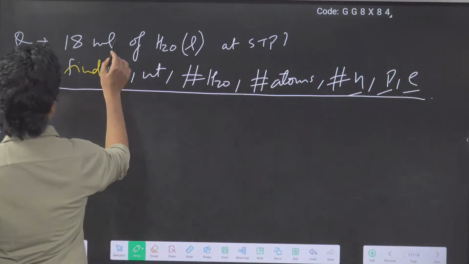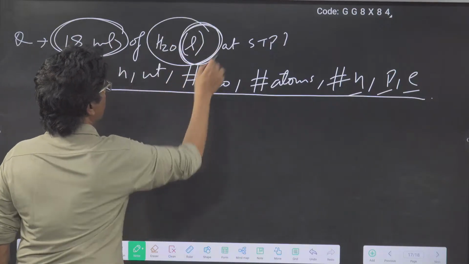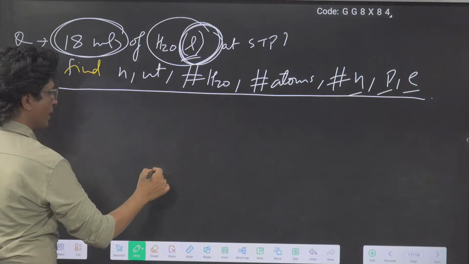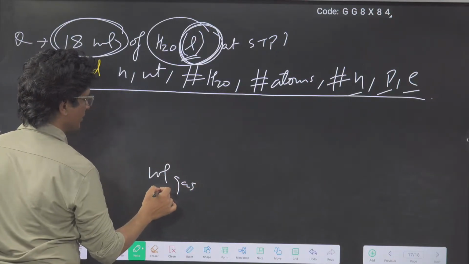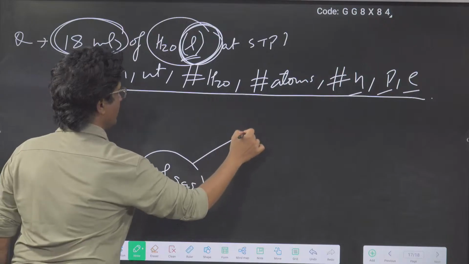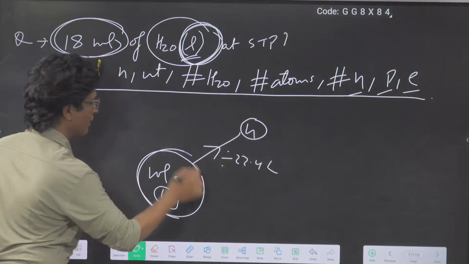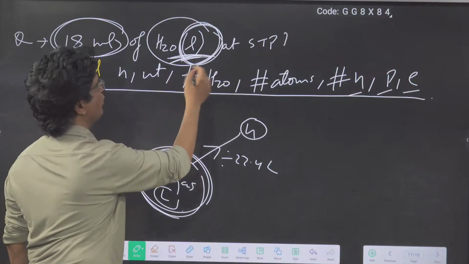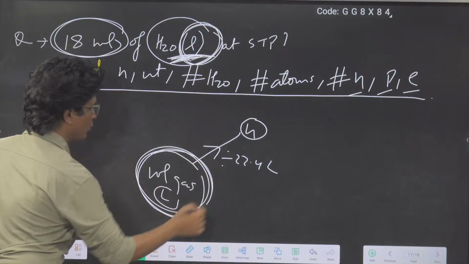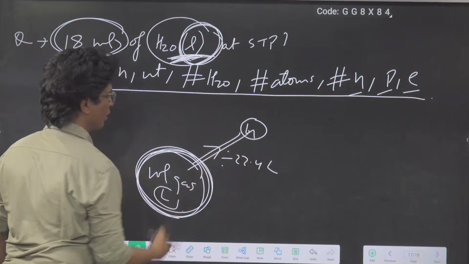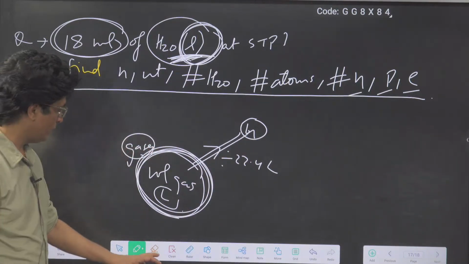Almost all of you are giving the right answer, right? So see this thing first of all. This is 18 ml of H2O liquid. Since liquid is given, you are not allowed to walk on this path: volume of gas at STP in liters divided by 22.4 liters to get the number of moles. This is available only for gas, and I have given you liquid. Whenever liquid is there, you are not allowed to take this path. This path is only available for gases, so you cannot take it.